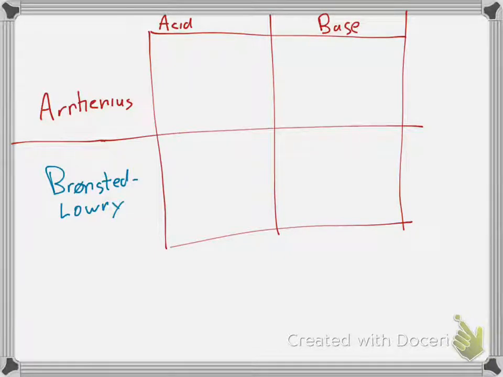So we talked about what an Arrhenius acid is and what an Arrhenius base is, but it's actually a limited definition of an acid and a base. There's another definition called a Bronsted-Lowry acid and base. And so what we're going to do is talk about that.